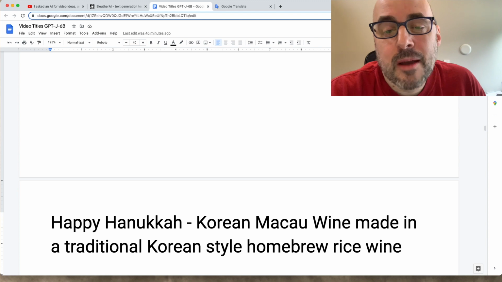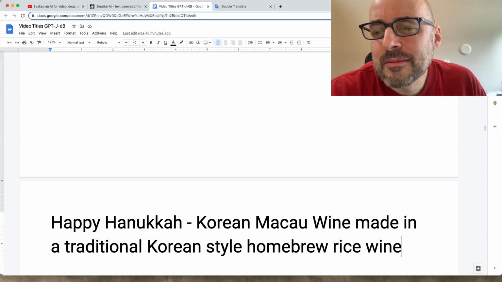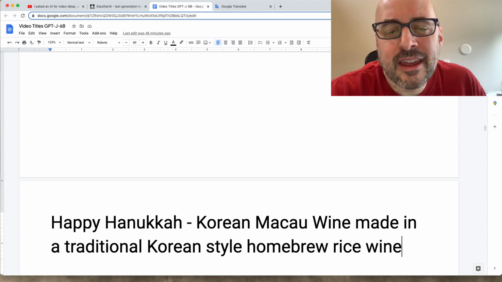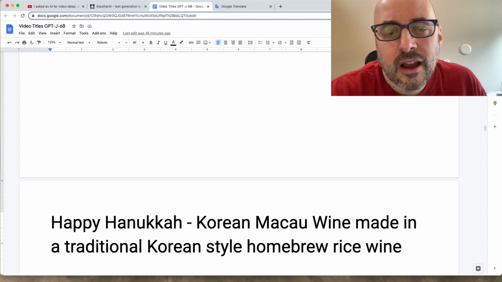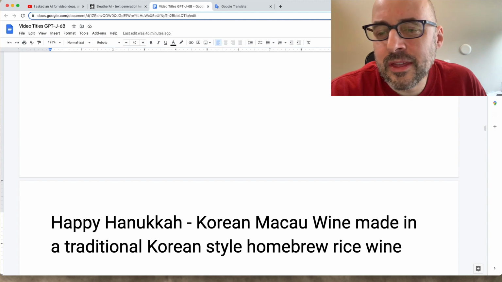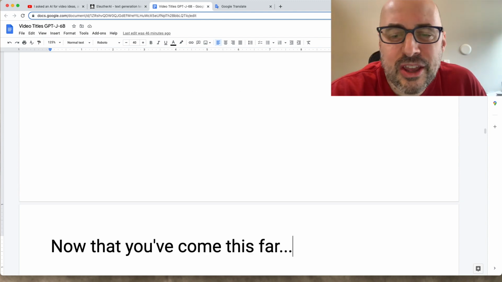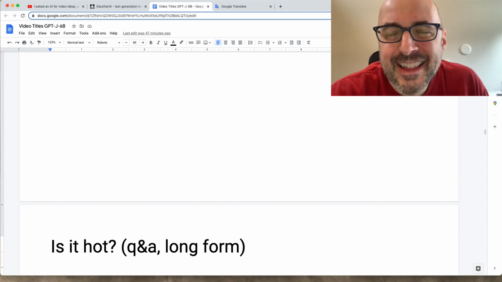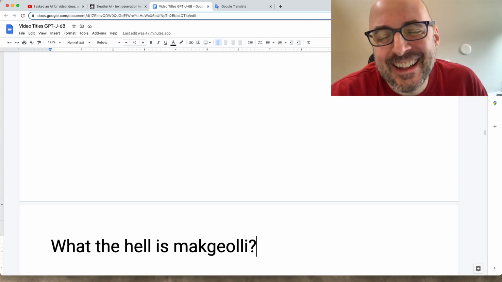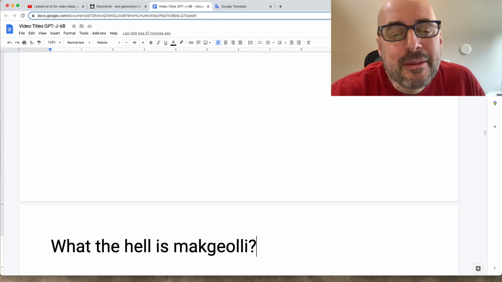Oh yeah, happy Hanukkah, Korean makgeolli wine. Okay, so yeah, I guess holiday themed titles are good. This is a little specific with the Hanukkah and Macau. Now that you've come this far, okay, that's intriguing at least. What the hell is makgeolli? Okay, well, I mean, that could get your attention.